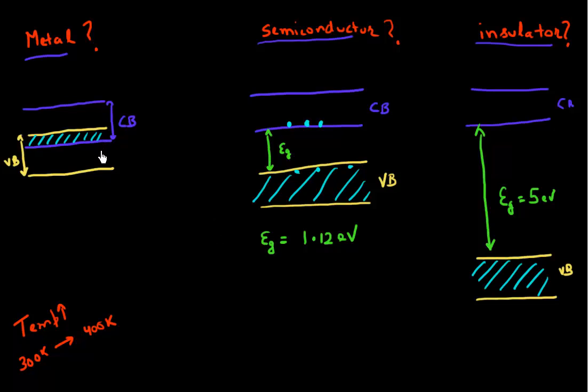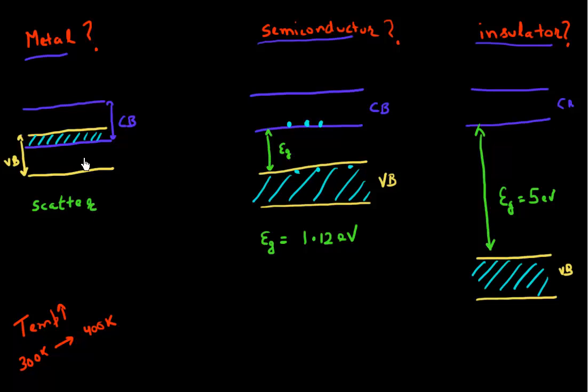So what would happen in the case of a metal? In the case of a metal, this conduction band is already occupied with electrons. So what would happen in the case of a metal is that when you increase your temperature, one thing which can happen is that these electrons will scatter more.